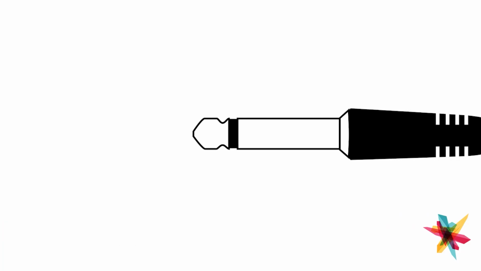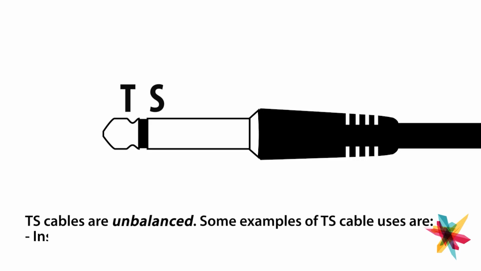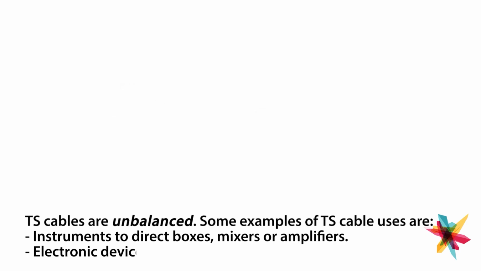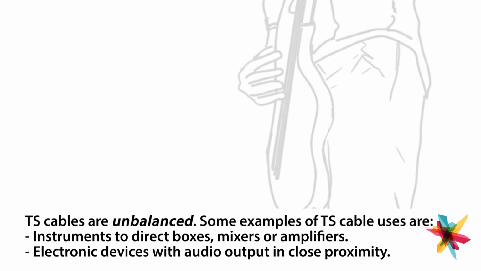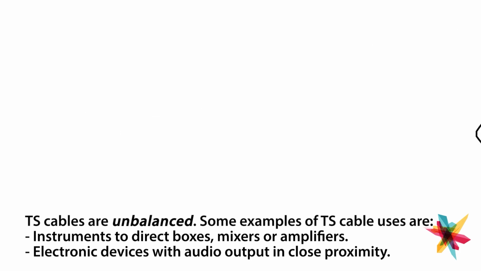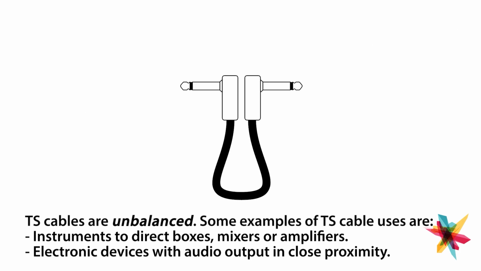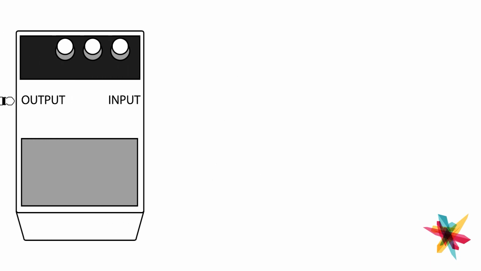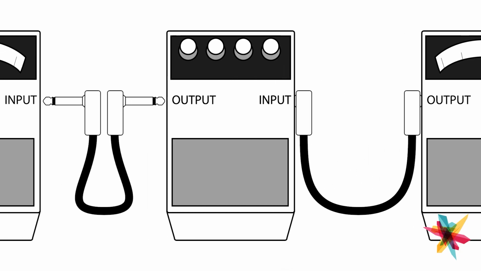Now let's take a look at TS cables. TS connectors are unbalanced. You can generally see these cables being used by musicians to connect their instruments to amplifiers or to direct boxes. These cables are also typically used to connect various electronic devices with an audio output that are in close proximity, such as guitar pedals or even outboard gear in a rack.